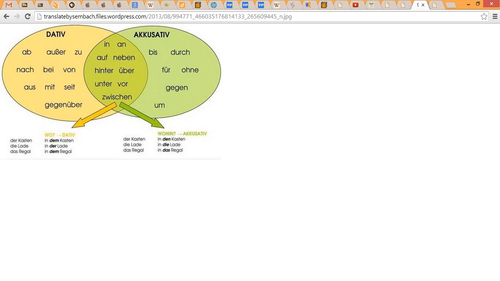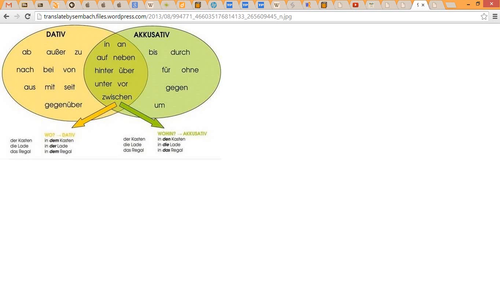and basically the difference here is motion and location. So these, in, an, auf, neben, hinter, über, unter, vor, zwischen, are always going to be accusative if they're in motion. So for example, if you're throwing something into the sea, ins Meer, that would be an accusative preposition, because it's not in the sea, it's going into. It's not in there already. But if it is floating in the ocean or on the ocean, then it is dative.